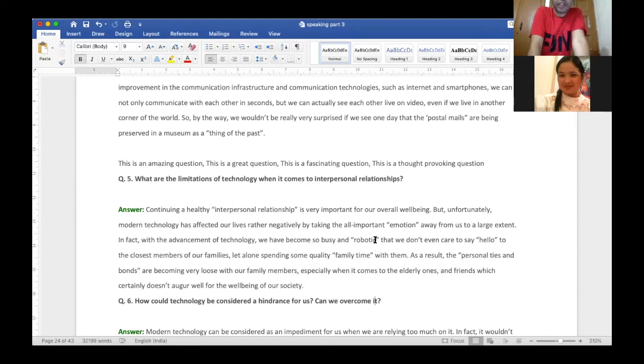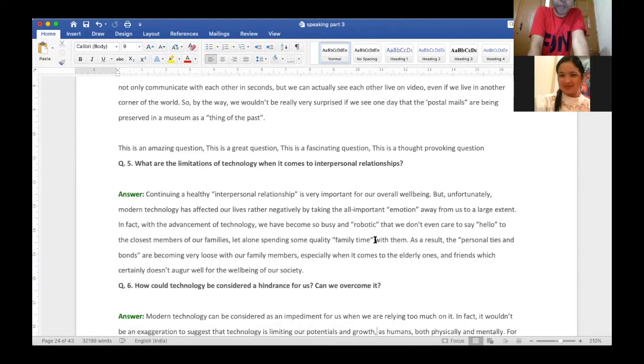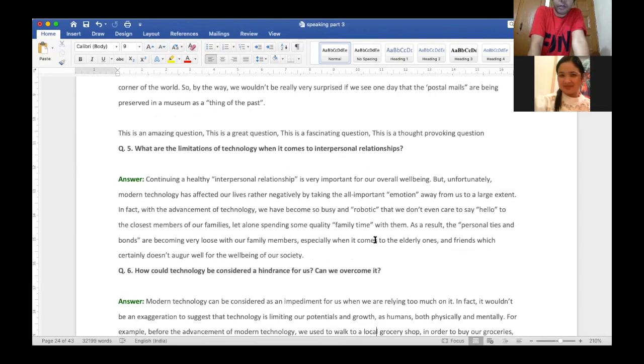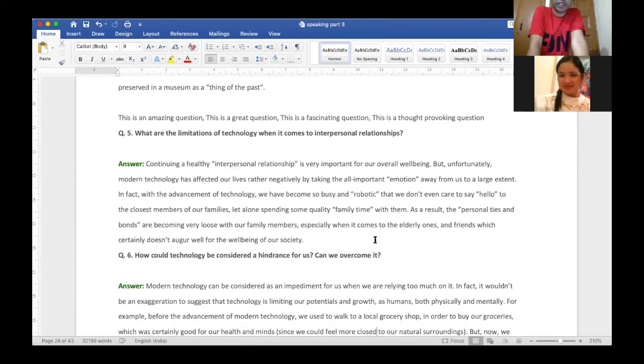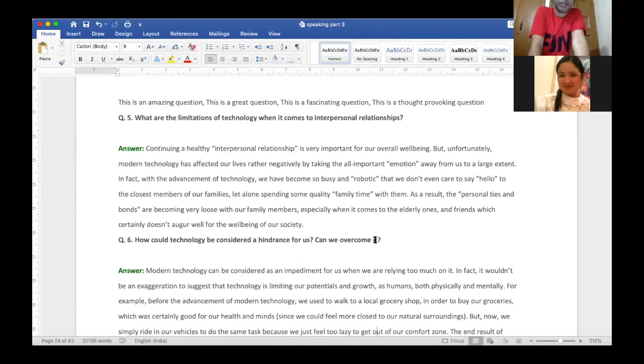We don't even greet others when we meet them. We don't spend any time with our near and dear ones. So bonds are breaking. The personal touch is going away. We are not meeting senior citizens of our society, even our friends. That is not a good sign for our society.